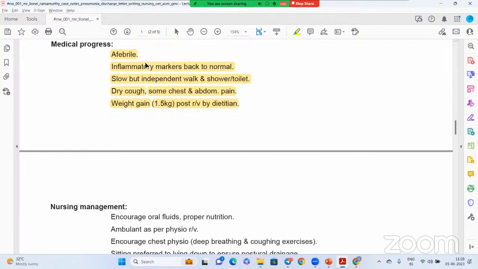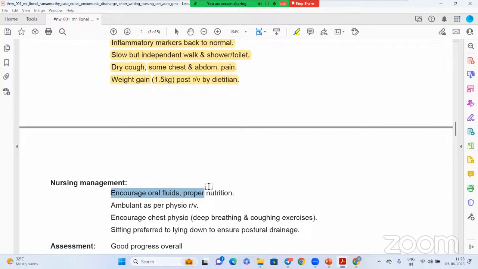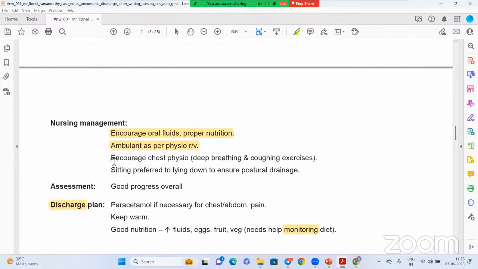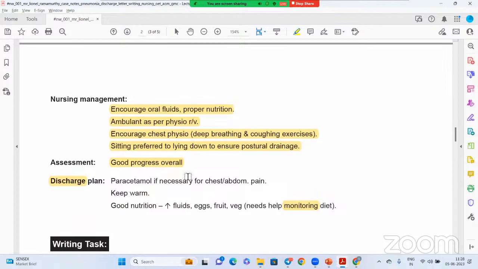And in addition to that, there is nursing management also. Encourage oral fluids, proper diet are given. Ambulation according to the physician's review. Next one, chest physio, deep breathing and coughing exercises have been provided. Sitting is preferred rather than lying down for ensuring postural drainage. Overall good progress. So partly from here, and it should continue to the discharge plan also.